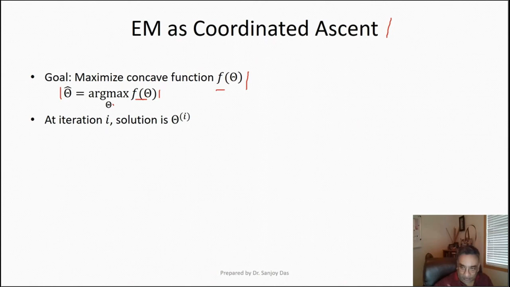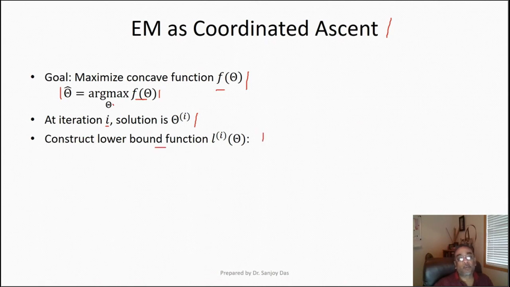And let's denote at iteration i our solution as theta superscript i. So it's an iterative process. And what we will do is we will construct a lower bound function Li of theta. Since you have the superscript i appearing in this lower bound function L, we have to construct the lower bound function every iteration separately. So this function Li of theta is a lower bound of f of theta. Therefore, Li of theta should be less than or equal to f of theta, because that's the definition of a lower bound function.